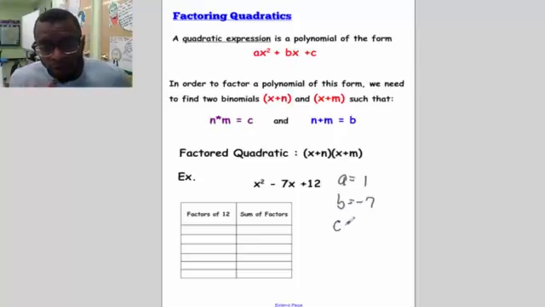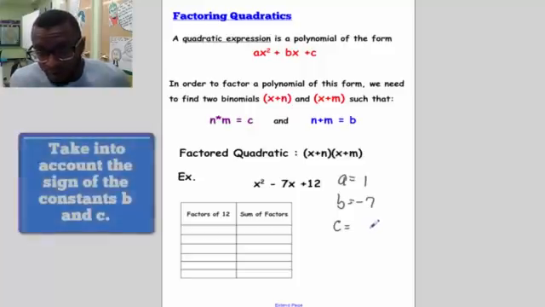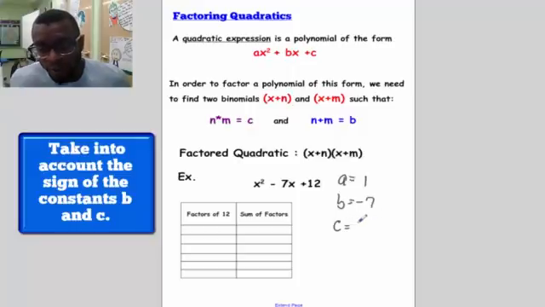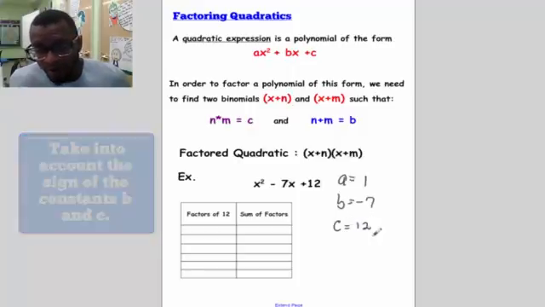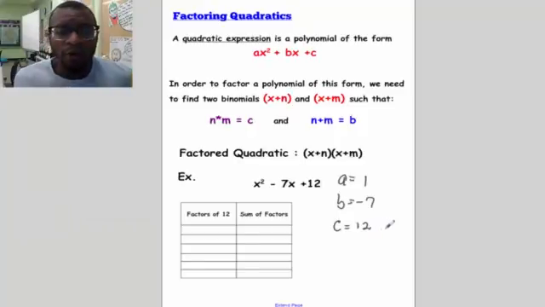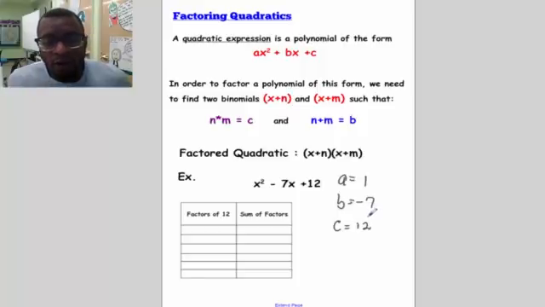Now for c, same thing. We must take into account what our constant is, but we must also take into account what the operation is. So here, c is positive 12. Now, in order to factor this quadratic expression, we're going to look at the factors of c. In this case, our c is 12, so we're going to write the factors of 12.